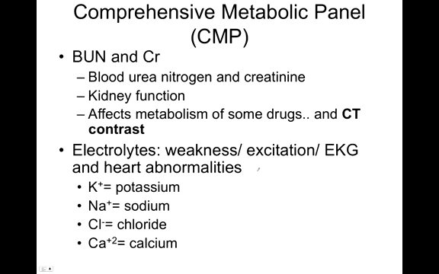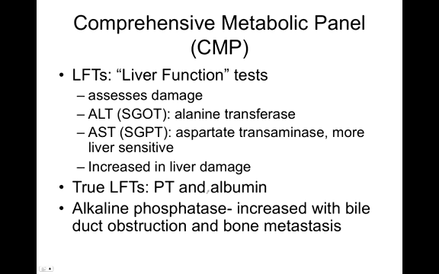The electrolytes, an increase or decrease, can cause weakness or excitation, depending on which ones are up or down. You can have EKG and heart abnormalities. Again, all of these will go through in different scenarios in hematology and pathophysiology, but potassium, sodium, chloride, and calcium are some of them. Magnesium's not routinely ordered, but it's a good one to order as well. Any electrolyte abnormalities can cause problems with weakness or excitation and can affect the well-being of the patient.